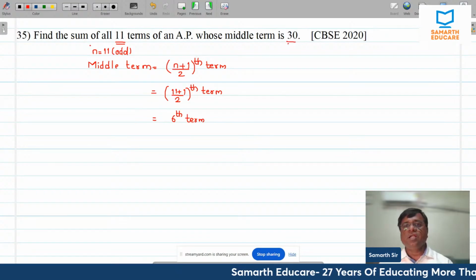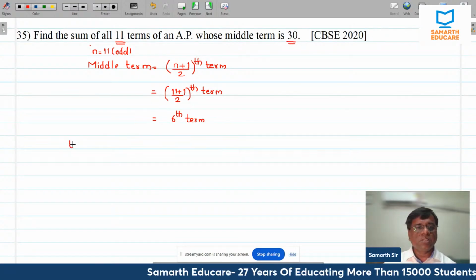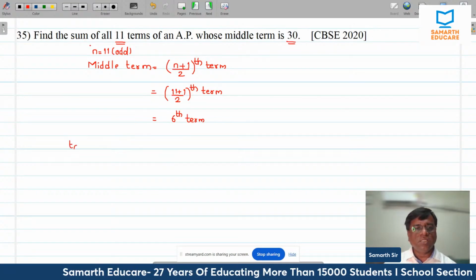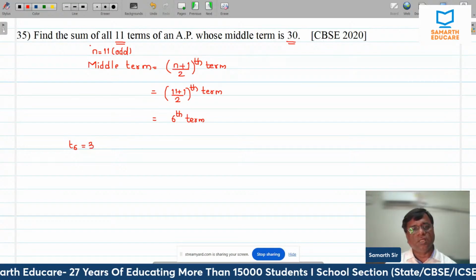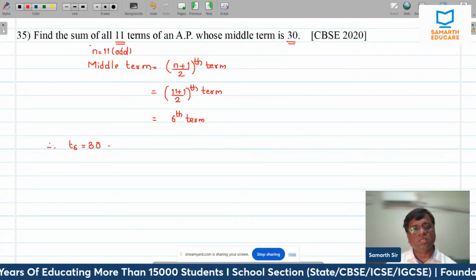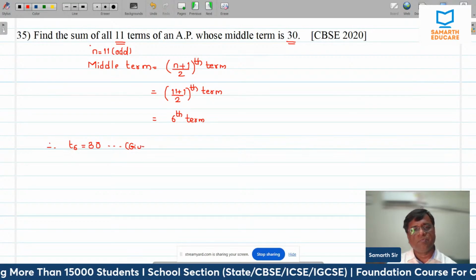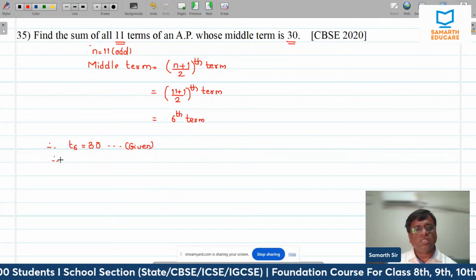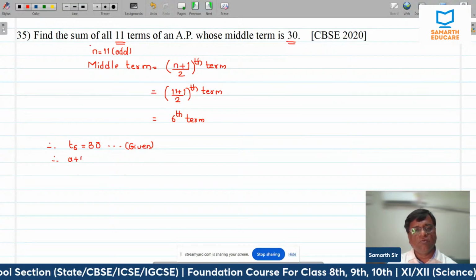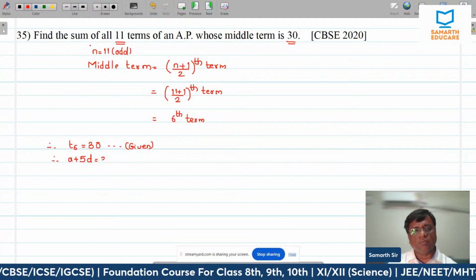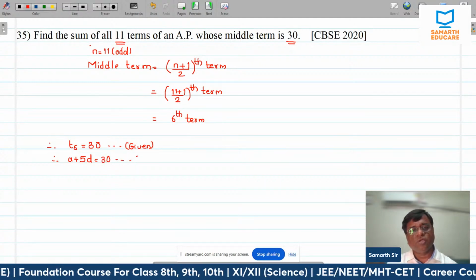Now he says the middle term is 30. That means T6 is 30. That is given. Okay. But what is T6? T6 is a plus 5d is equal to 30. Right. Let this be equation number 1.